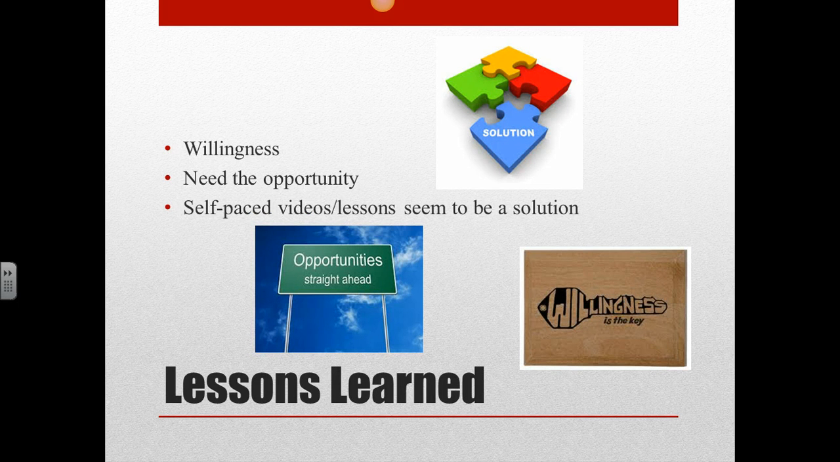So the lesson that we learned from this was there is a willingness out there. Teachers really do want to embrace technology. They don't want to be behind the curve when it comes to technology. And so really there was a need for an opportunity, a time, because they're so busy during the day, they hardly get planning. They get home, they're grading papers, they're getting lessons ready, they're doing so much that there's really not very much opportunity for teachers to learn more about these Web 2.0 applications.